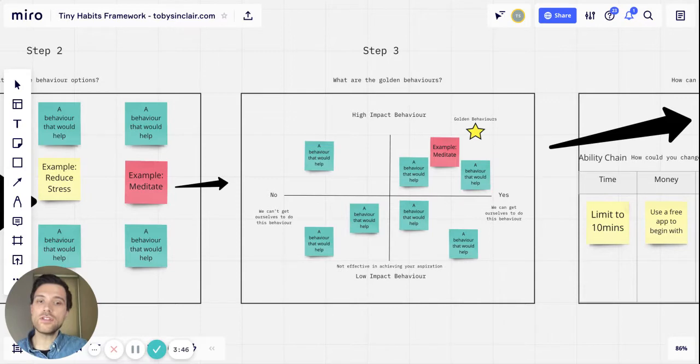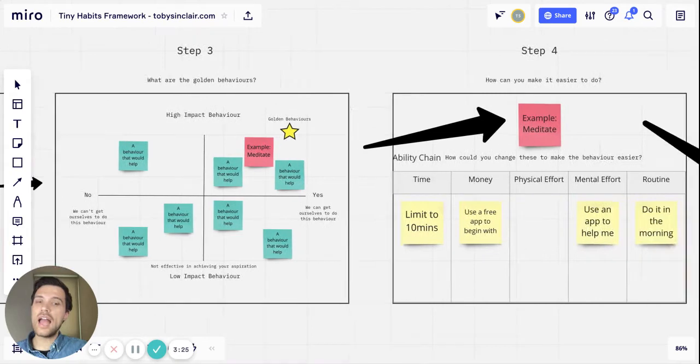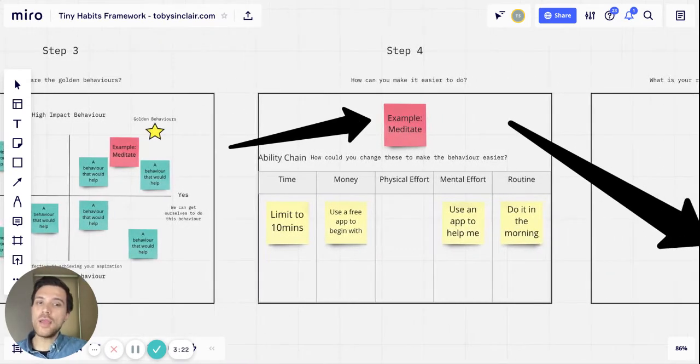Golden behaviors are those that are high impact and we can currently do them, or we can get ourselves to do them. They don't require a high investment of time, energy, or money for us to be able to do them. So in this example, maybe I've identified that meditation is one of those golden behaviors. What I can do now is start to look at, in step 4, how I could make that easier to do.